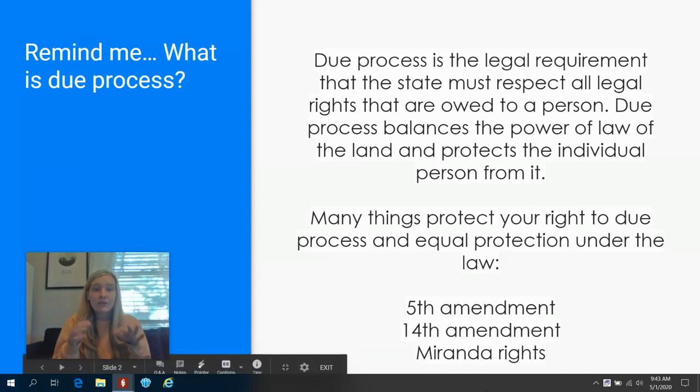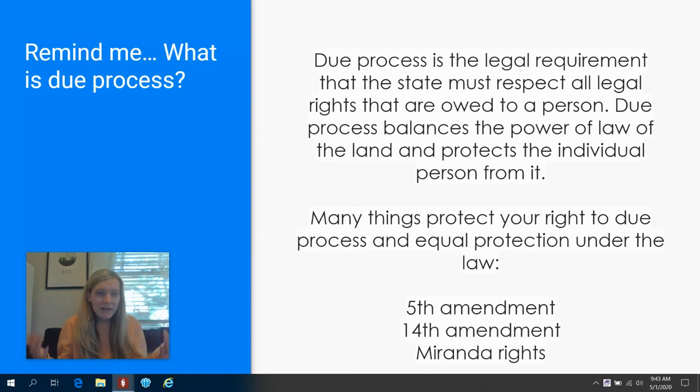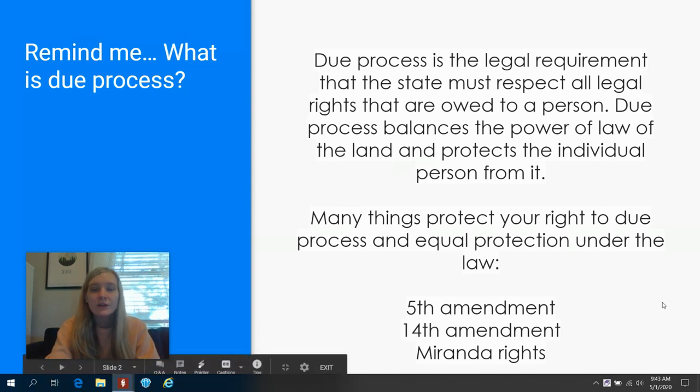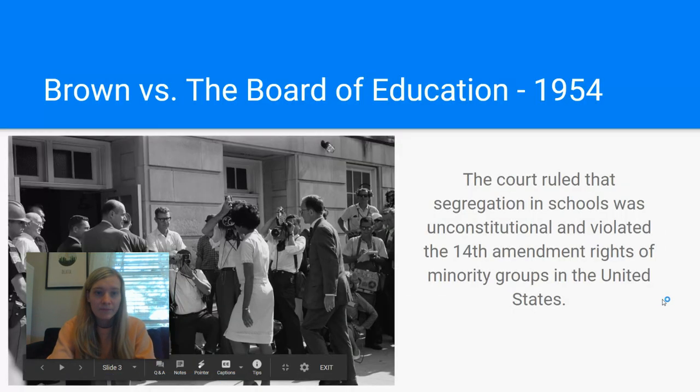So things that protect you: the Fifth Amendment, the 14th Amendment, and one thing to think through are those Miranda rights that were in yesterday's lesson. That is someone reading you your rights as a U.S. citizen. So it's important to know what these things are so that you know how the government should be treating you. So here are the court cases you're going to choose from for today.